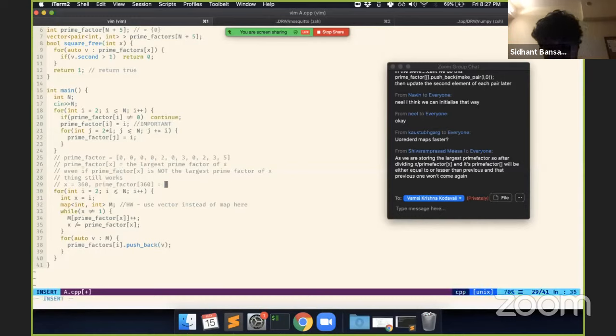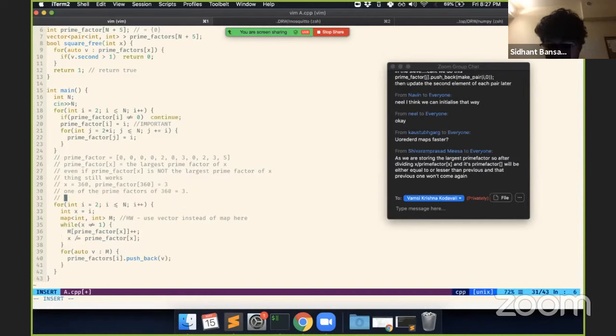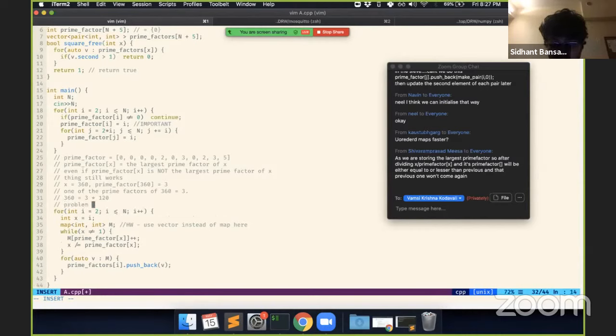So let's say prime factor of 360 actually came out to be 3. Then we know that one of the prime factors of 360 is equal to 3. So how much remaining number do we have to calculate? We know 360 can now be written as 3 into the remaining portion, which is 120. So the problem got reduced to finding the prime factorization of 120. That's it. If you can find the prime factorization of 120, then you can find the prime factorization of 360. Just plug it in here, whatever the prime factorization of 120 is.